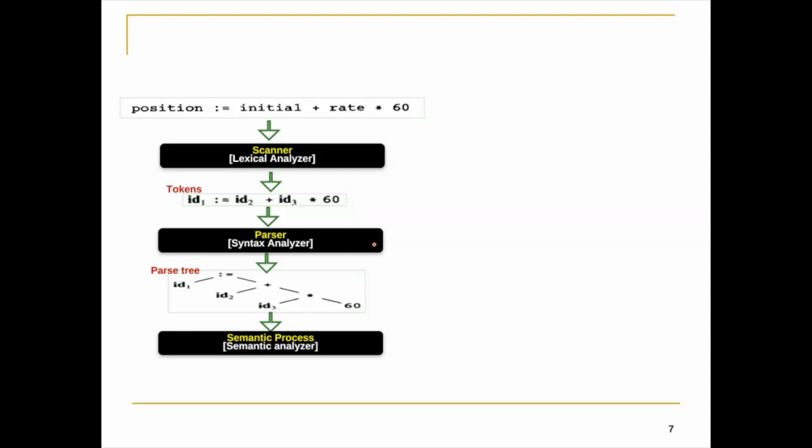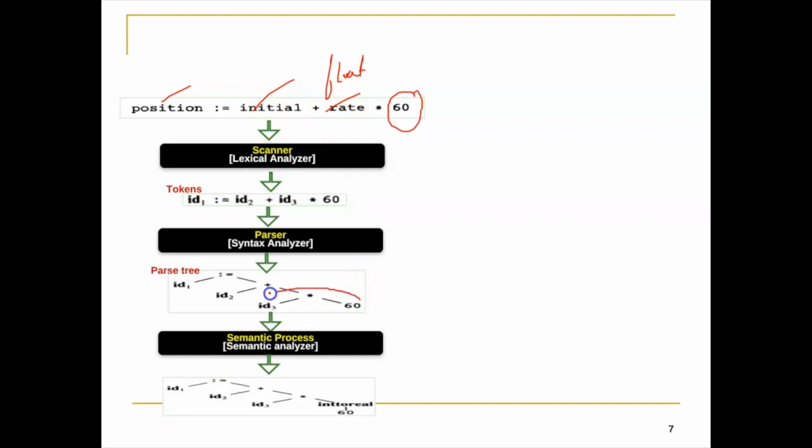Suppose in this example our variables position, initial and rate have been declared as float or real, and 60 is a number. Here we have an issue of type mismatch, because when we consider the operation ID3 into 60, ID3 is declared as real, but 60 is an integer.